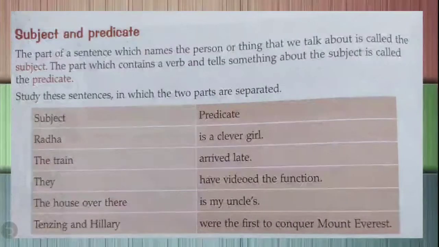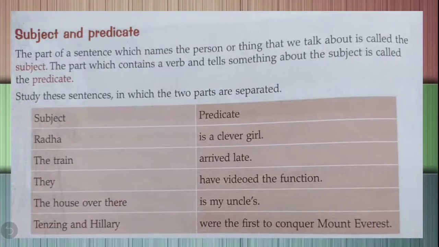First of all, we'll learn subject and predicate. In the previous standard, we have learned what is subject and what is predicate. As we know, a sentence has both a subject and a predicate. The subject tells us what the sentence is about. And the predicate is that part of the sentence which gives us information about the subject.